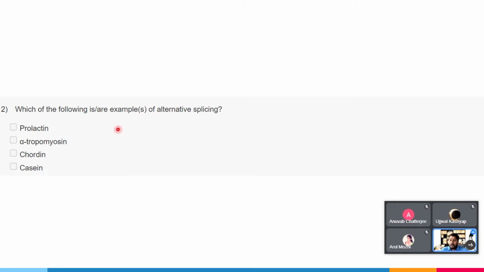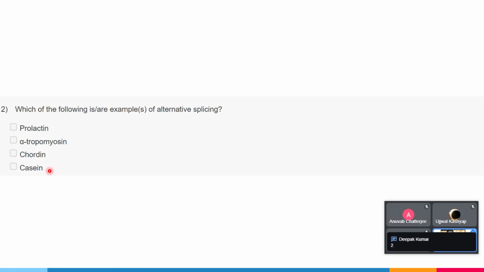Which of the following are examples of alternative splicing? The options are prolactin, alpha tropomyosin, cordin, and casein. This was something that was discussed in the lectures directly. This is also a more-than-one-correct-answer type of question, so I would encourage everyone to drop the options that they think are correct in the chat box.